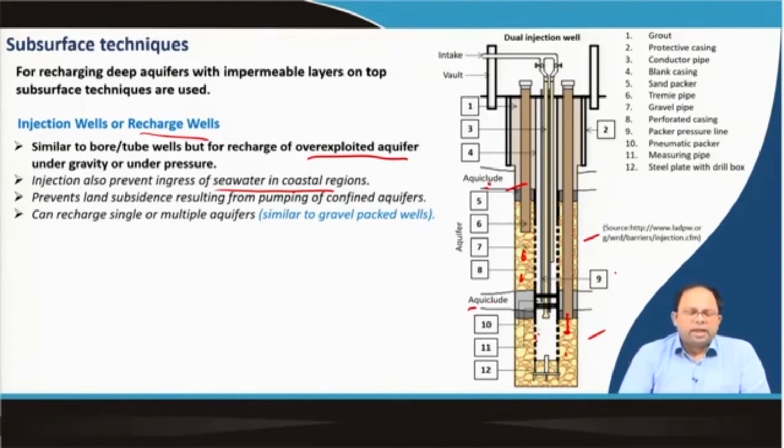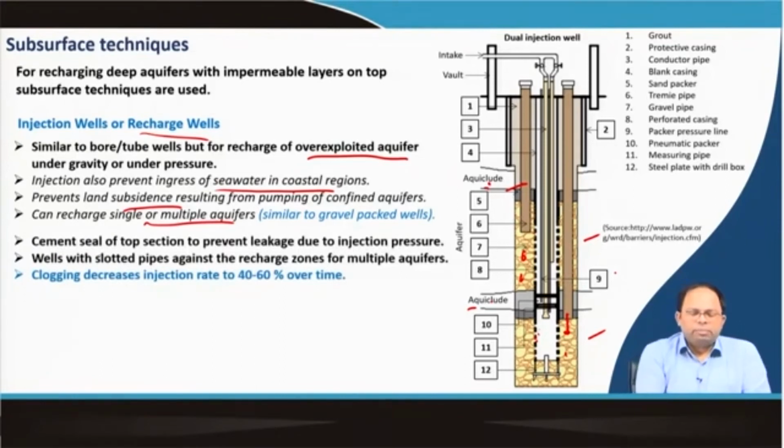And because we can put water in aquifers which are much below, that means at lower level aquifers, we can also prevent land subsidence. That means because of over exploitation, sometimes these aquifers would be empty, and then the gaps between the different layers of soil collapse, and then there is subsidence. So actually by putting back water, we can prevent this kind of subsidence, and we can recharge single or multiple aquifers using this kind of recharge structures.